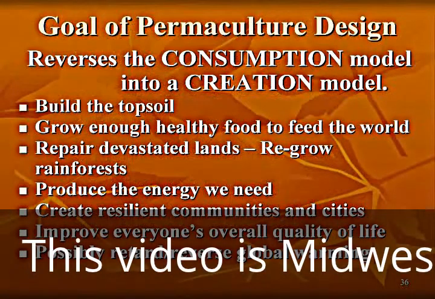Slide 36, we know how to build topsoil while we grow food at the same time. We can do that. We can grow enough healthy food to feed the world. We can repair devastated lands. We can regrow rainforests. We can produce the energy that we need on an annual basis. We can create resilient communities and cities. We can improve everyone's overall quality of life across the planet. And possibly, we might be able to retard or even reverse global warming.